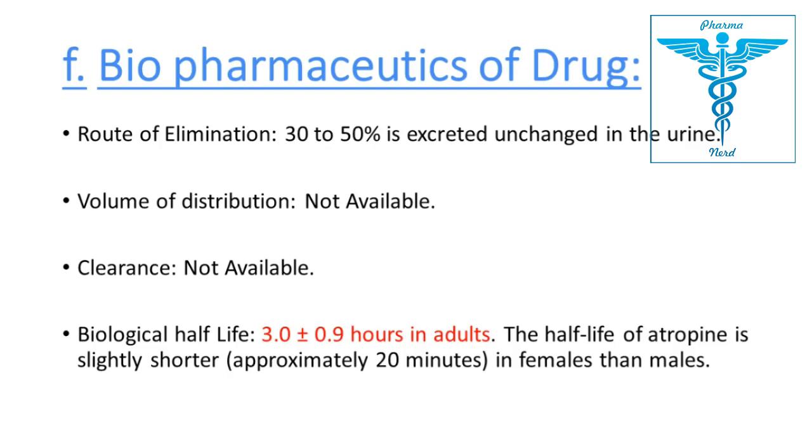Biopharmaceutics of the drug: 30 to 50% is excreted unchanged in urine. No data is available on volume of distribution and clearance. Biological half-life is 3 hours plus or minus 0.9 hours in adults. The half-life of atropine is slightly shorter, approximately 20 minutes, in females than males.